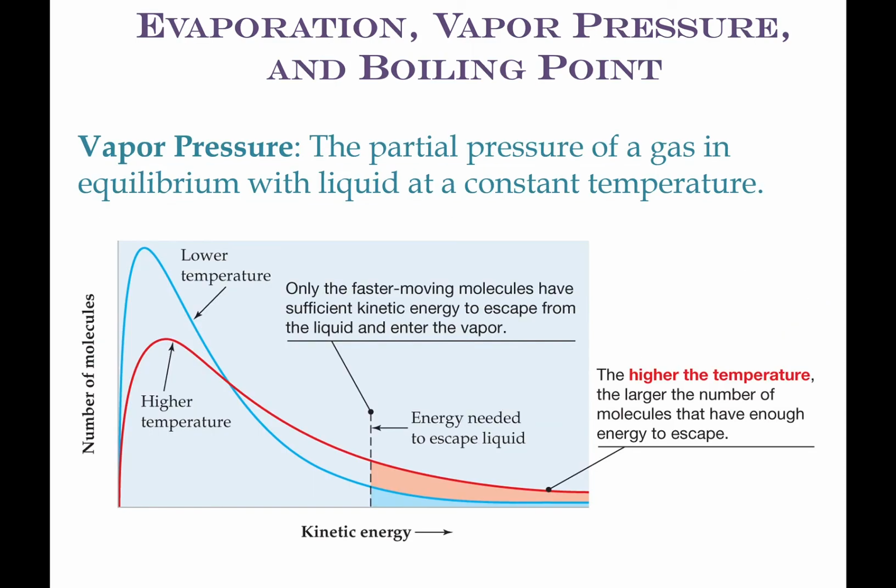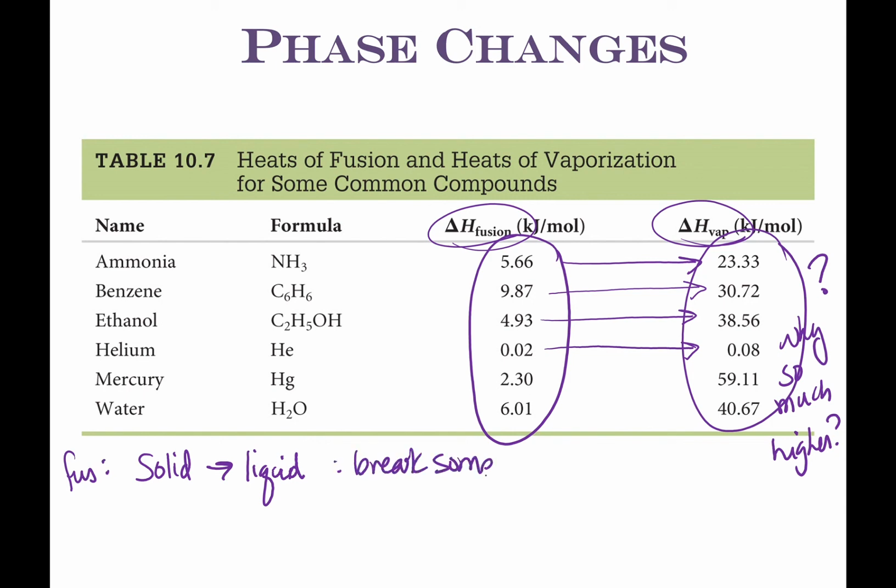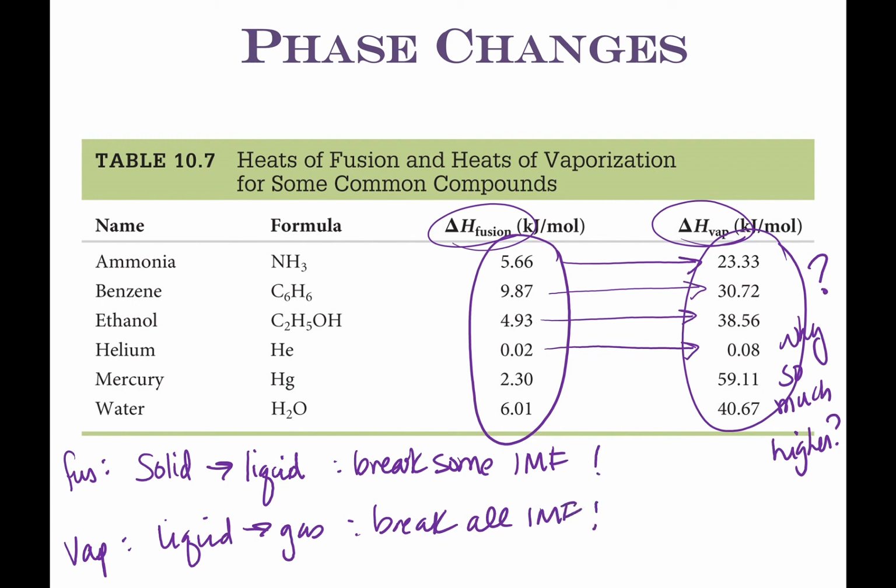So what is happening when we break these? I'm just going to talk about it. What's happening when we vaporize versus when we go to fusion? From a solid to a liquid, which is what we're doing in fusion, we break some intermolecular forces. But when we go to vaporization from a liquid to a gas, we break all the intermolecular forces. So this one will always be much higher because we have to break all of those forces.